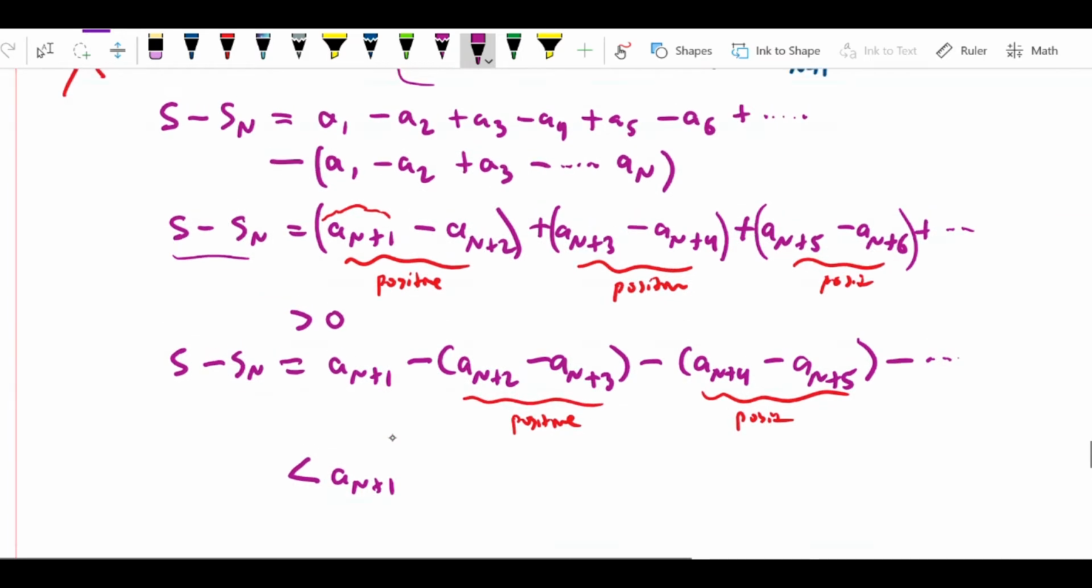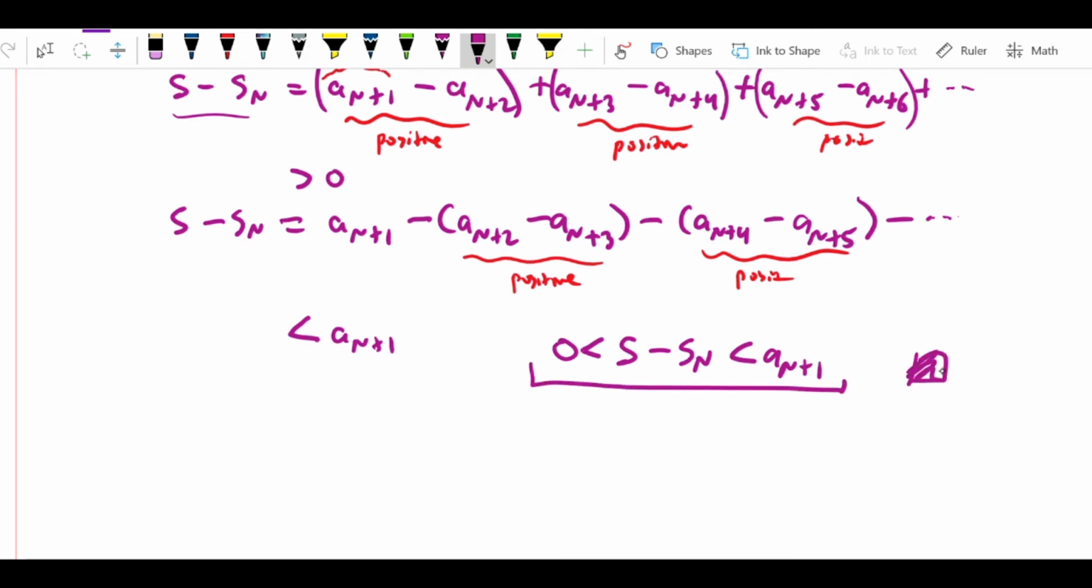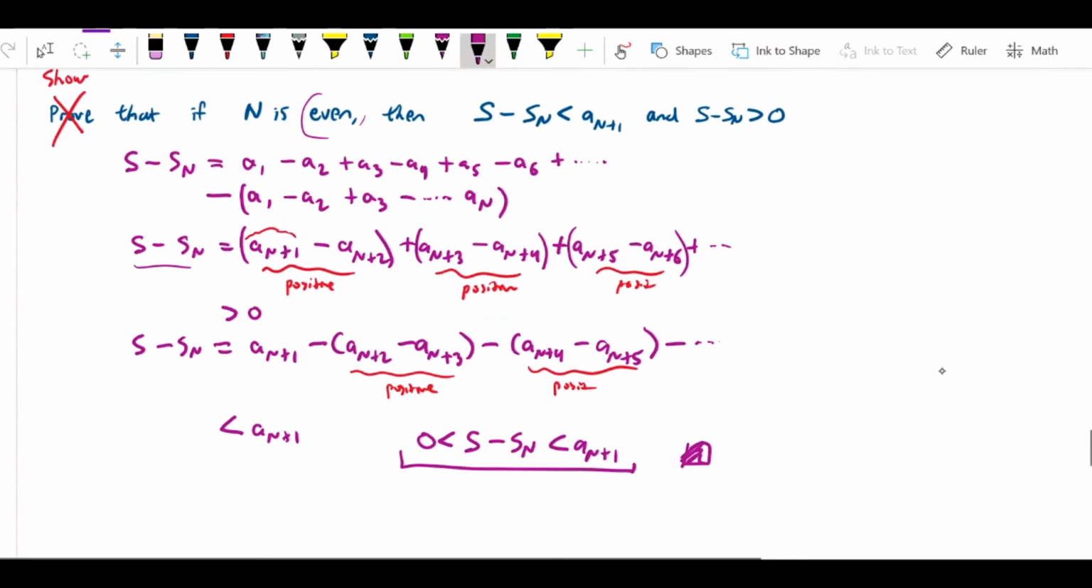Putting this all together, we see that S minus Sn is greater than 0 and less than a(n+1). So we can say that S minus Sn is less than a(n+1), but greater than 0. And we've now proved that claim, that this combination of statements is true. Now, what does this mean?